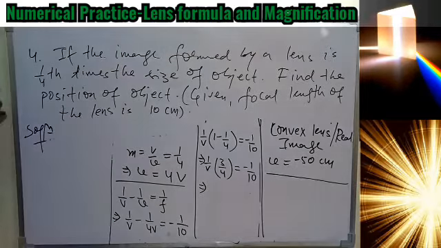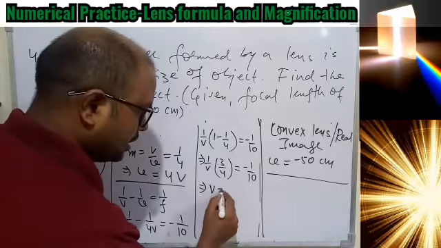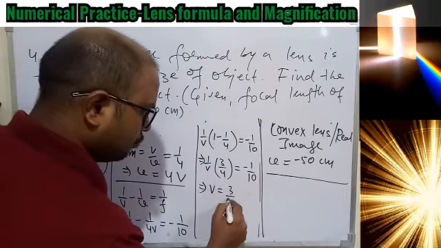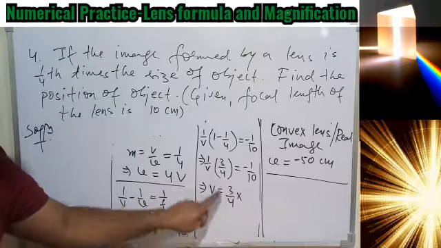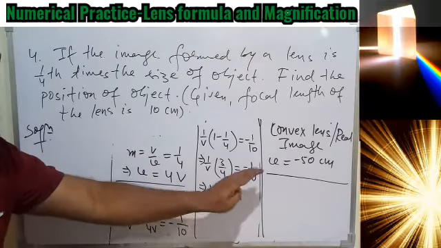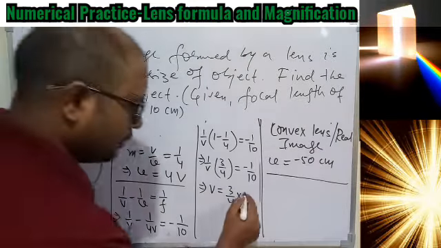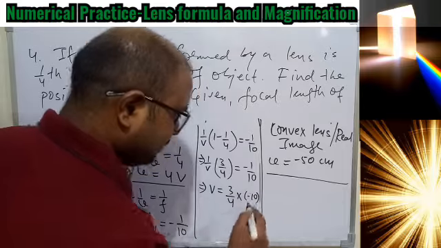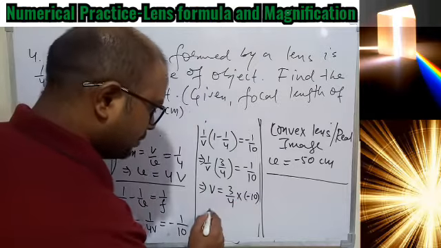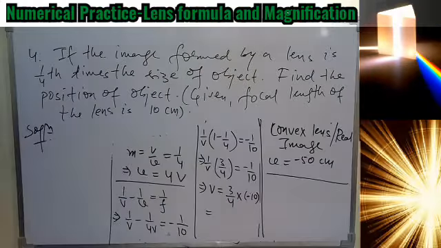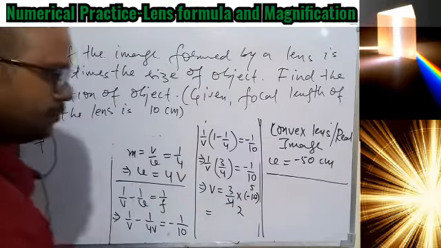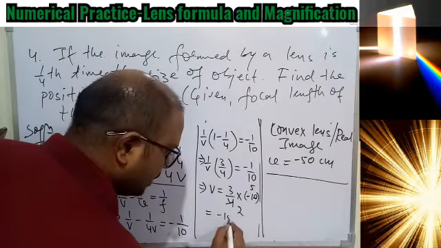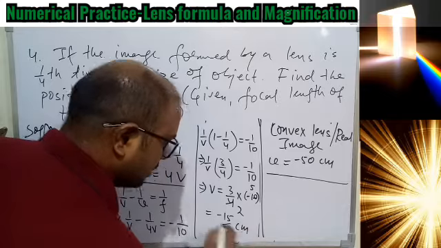So from here let's find out v. v will be how much? 3 by 4 will go to this side. 1 by 10 with the minus will become 10, minus 10. Okay. So this will be minus 10 times 4 by 3, and let's solve it. So this is how much? 2 times 5 times 5, 3s are 15, minus 15 by 2 centimeter.